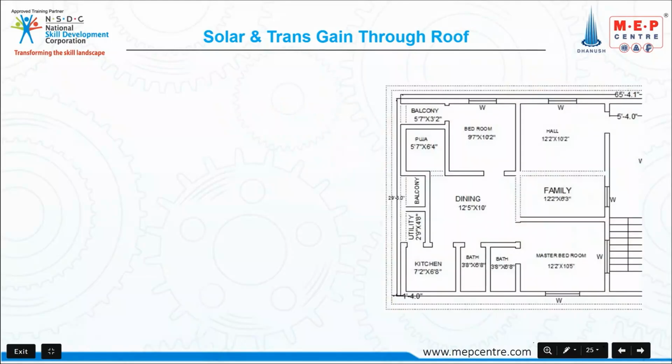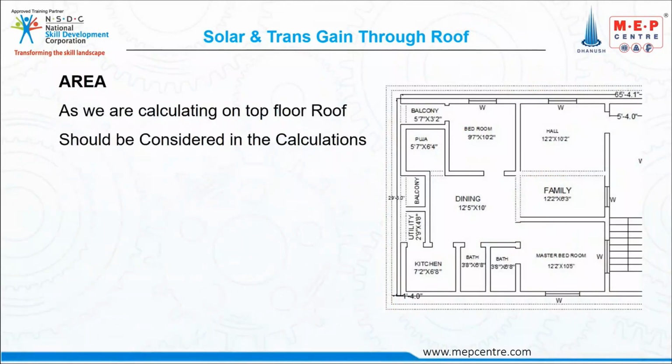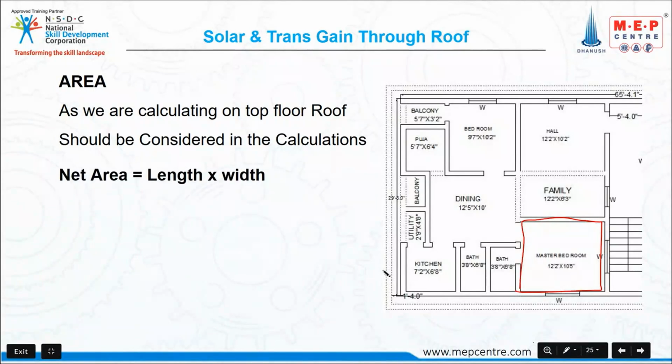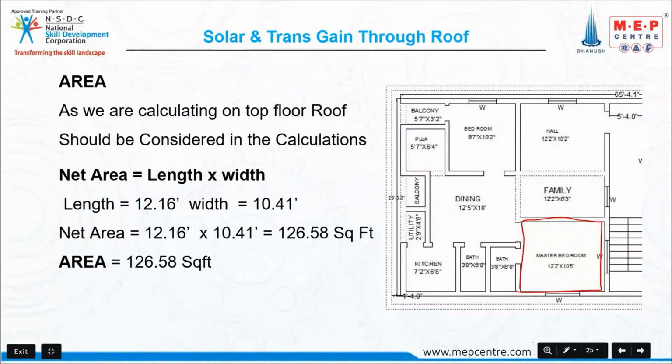So solar and transmission gain through roof. Area of roof is same as area of room. Parapet wall will be there, sir. Yes, parapet wall. Roof, suppose this is a room area now. A room का area भी roof area हो जाएगा. So which is length into width, 12.16 into 10.41, which is 126.58 square feet.